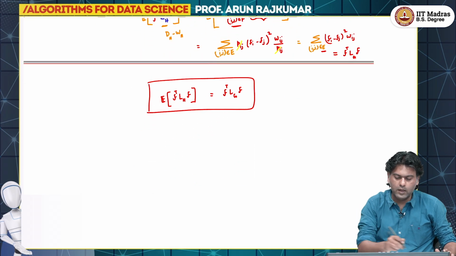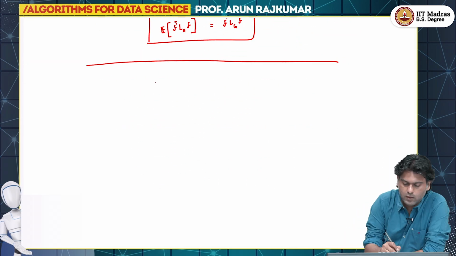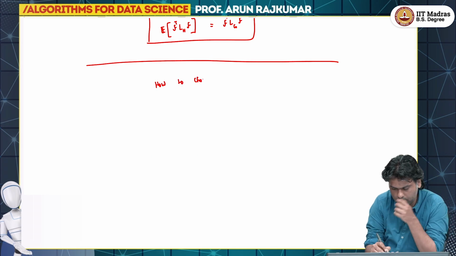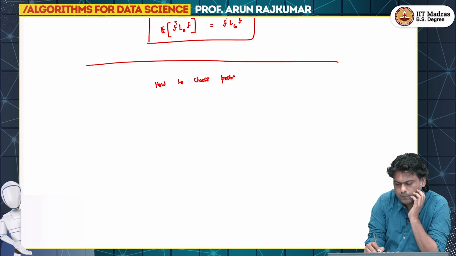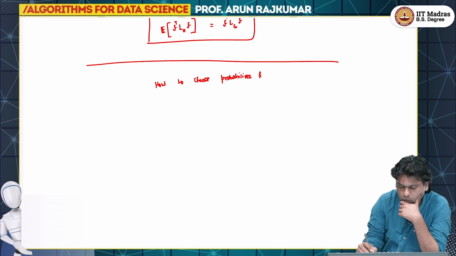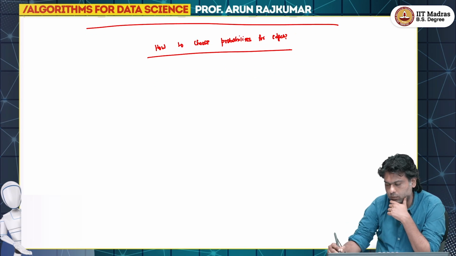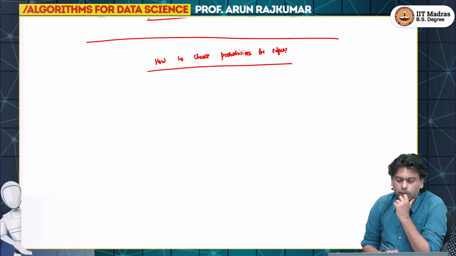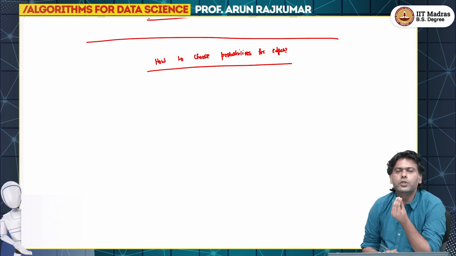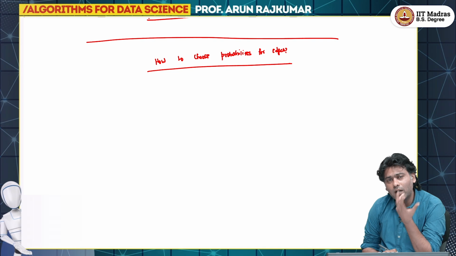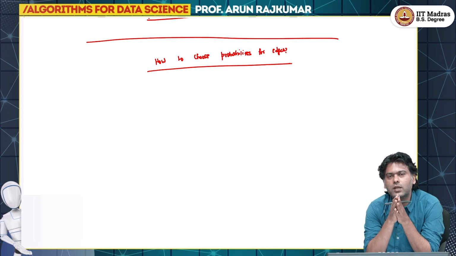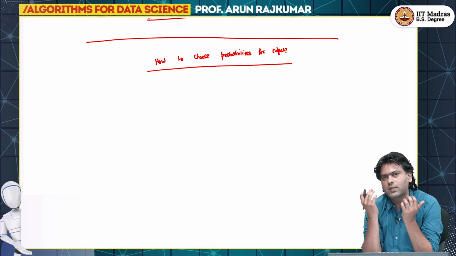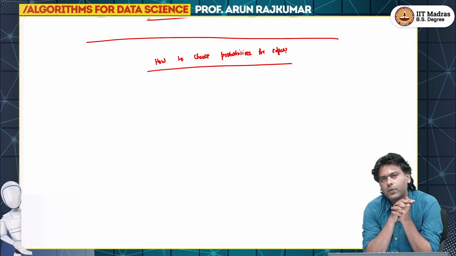So, how do I then choose probabilities for edges? Well, the intuition comes from our intuition of the cuts that we were talking about, right? So, which edges are important for cuts? In some sense, that's the question. That's the intuition that we should build, right?